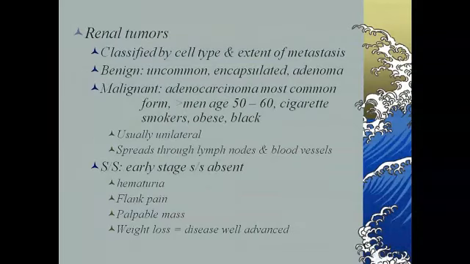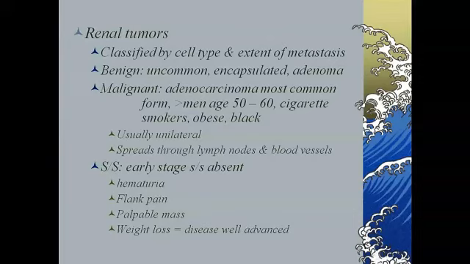Renal tumors are classified by cell type and the extent of the metastasis. Benign is uncommon, and it's encapsulated and tends to be an adenoma. Malignant is an adenocarcinoma, and it's the most common form. It tends to occur more so in men between 50 and 60, those who are cigarette smokers, obese, or black. It's usually unilateral, and it spreads through the lymph nodes and the blood vessels.